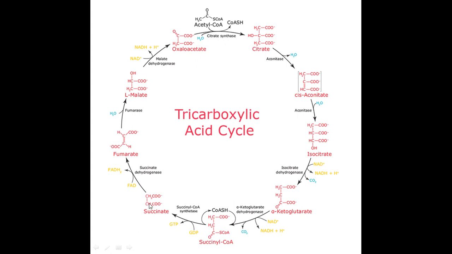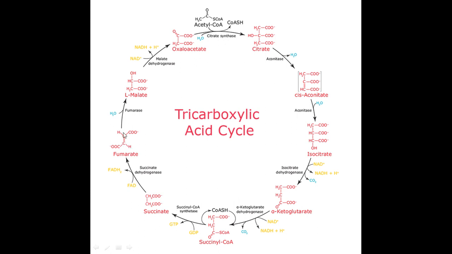Next, the succinate undergoes dehydrogenation to produce fumarate. Here there is a loss of two molecules of hydrogen to FAD to form FADH2. Bear in mind the FADH2 and the NADH are the electron equivalents, which are used to produce ATPs in the electron transport chain by oxidative phosphorylation.